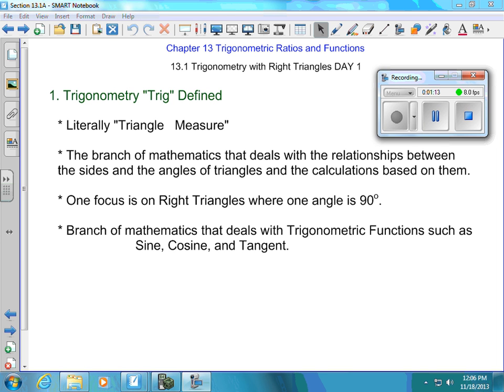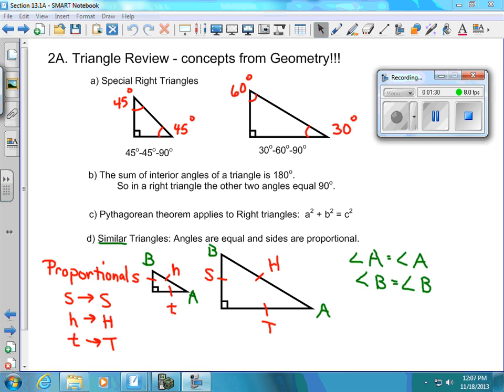These are all different definitions you can find in different places online or in different books. That's what trigonometry is. Basically, if you see the theme, it's triangles, and specifically right triangle trigonometry. That's what we're going to focus most of our time on in this class. Okay, so here are some things that you covered in geometry. One was the two special right triangles. One was a 45-45-90 degree triangle, and the other was a 30-60-90 degree triangle.